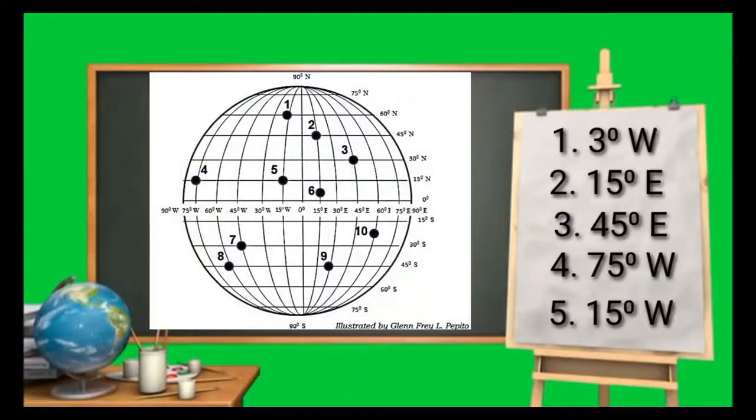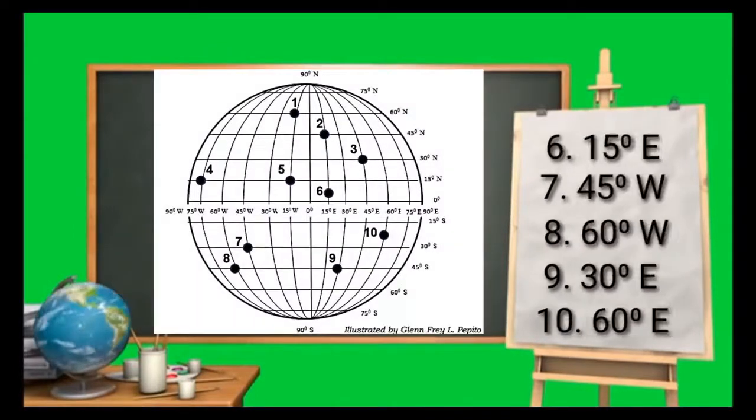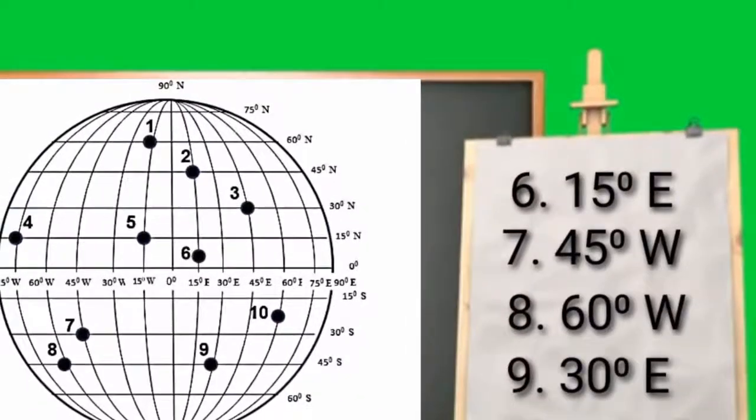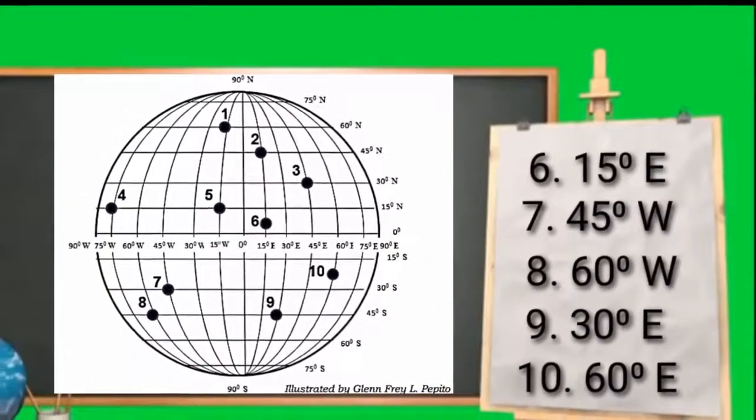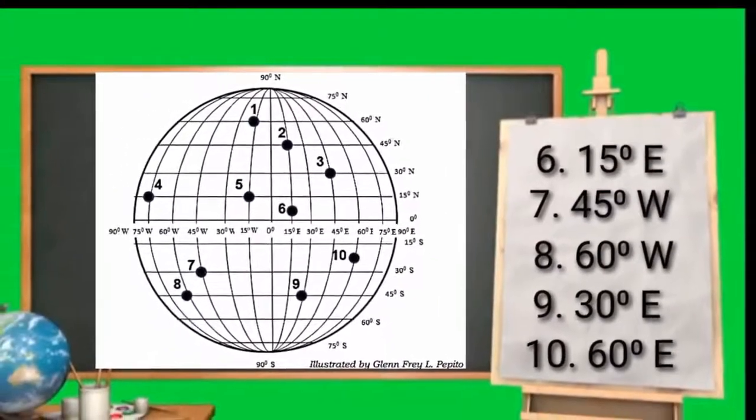The answers are: 1. 30 degrees west, 2. 15 degrees east, 3. 45 degrees east, 4. 75 degrees west, 5. 15 degrees west, 6. 15 degrees east, 7. 45 degrees west, 8. 60 degrees west, 9. 30 degrees east, and number 10, 60 degrees east.